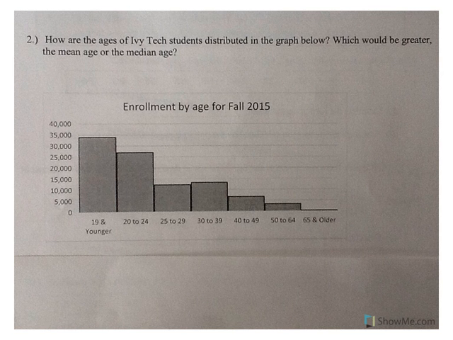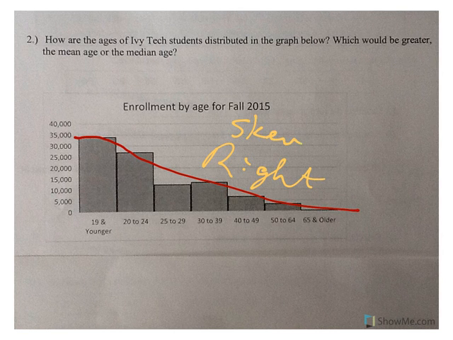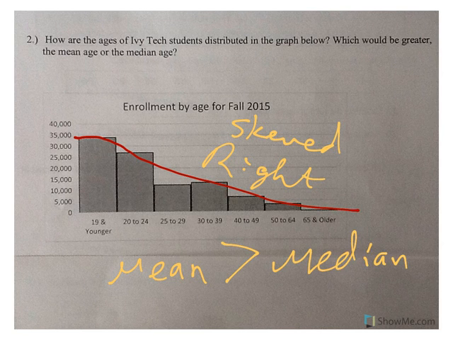All right, let's look at this. How are the ages of the Ivy Tech students distributed? Well, if you think about this as a curve, the tail is going to the right. Therefore, this is skewed right. And if it's skewed right, that means the mean is greater than the median. Because the mean will be in the tail, and if the mean is greater than the median, then it's skewed right.